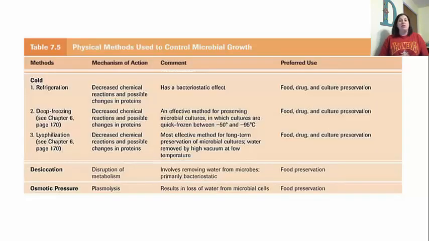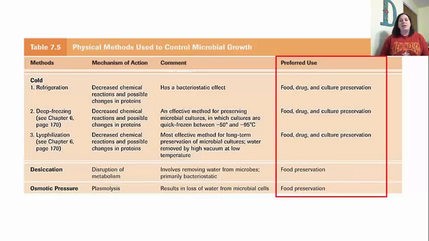So we have methods that deal with cold, things like refrigeration. We also have what we call desiccation, and we also have osmotic pressure on this particular chart. So this shows you the preferred uses. When we're talking about the cold side of it, we can use this for food, we can use it for drugs, and even culture preservation. On the other hand, desiccation and osmotic pressure is more for the food side, okay, in order to preserve food.